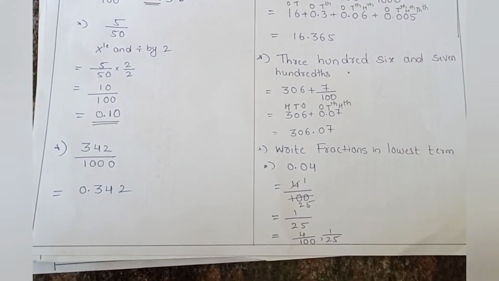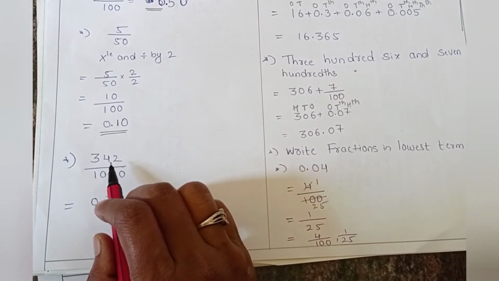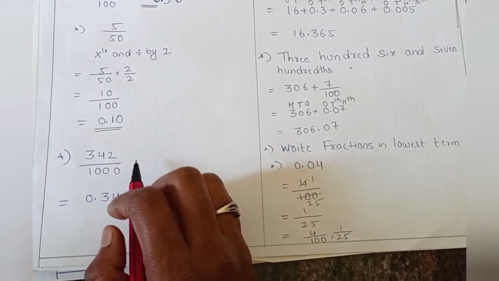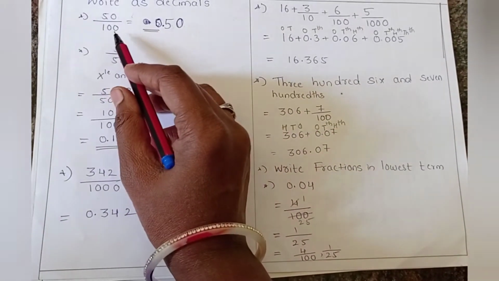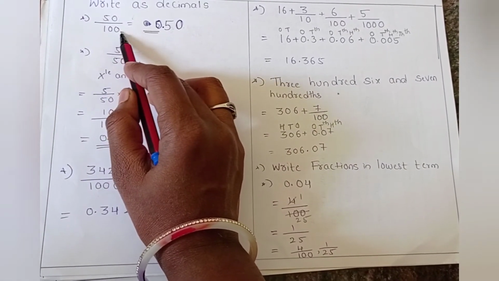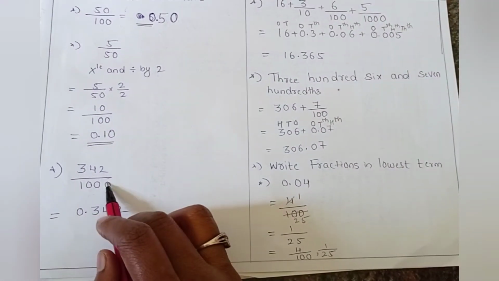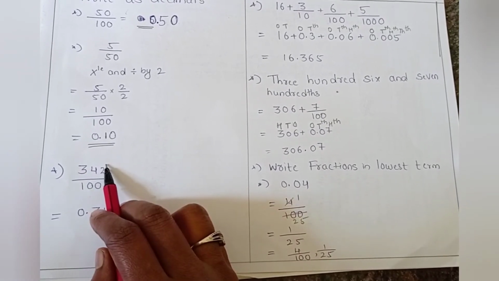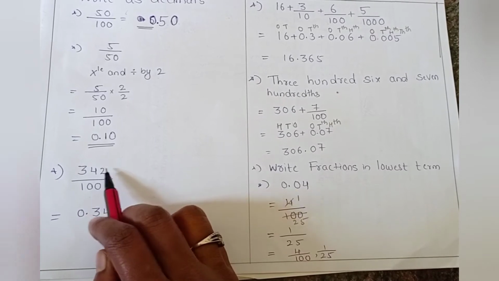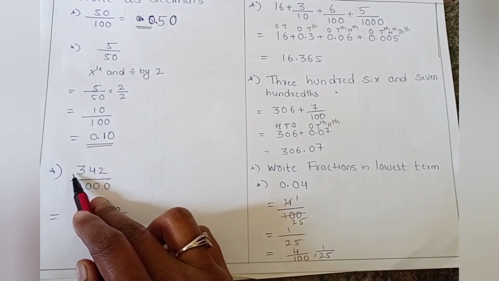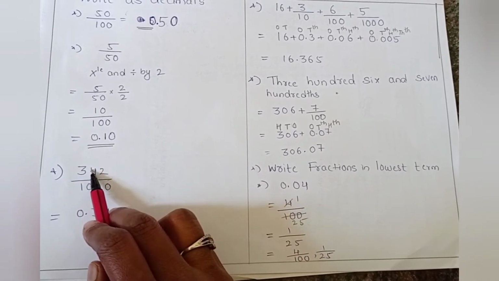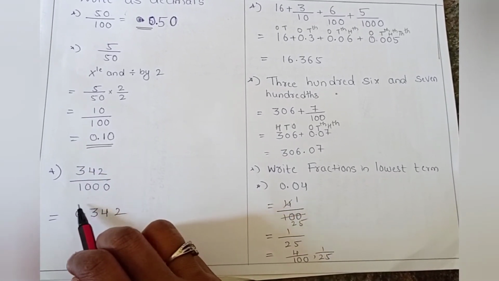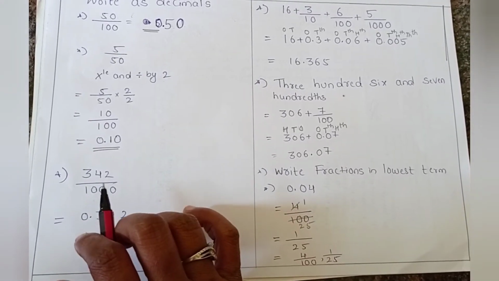Okay, children? Next one, 342 by 1000. Children, in the above question, we have only two zeros, right? But here we have three zeros. That means from the right side in the numerator, after three numbers, I should take the decimal point. So 1 number, 2 number, 3 number. So after 3 I don't have any numbers, so 0.342. Now we'll move to the next question.